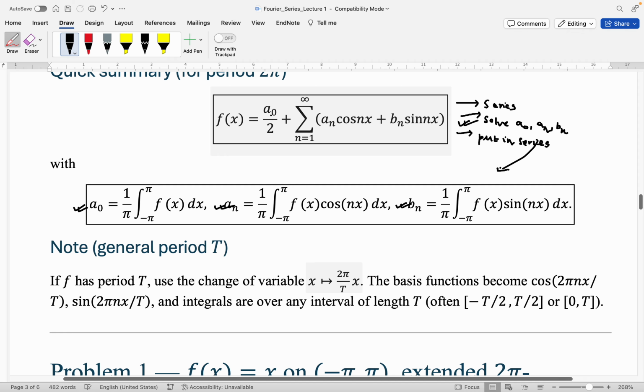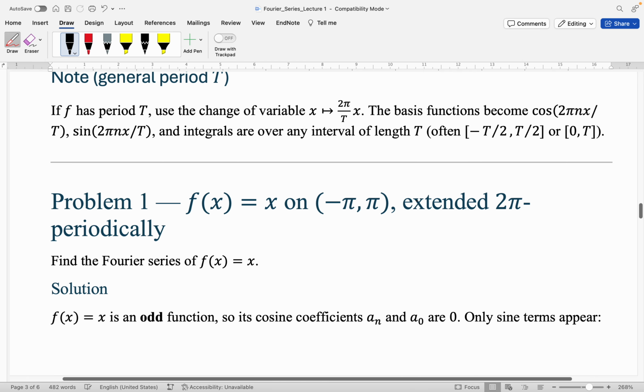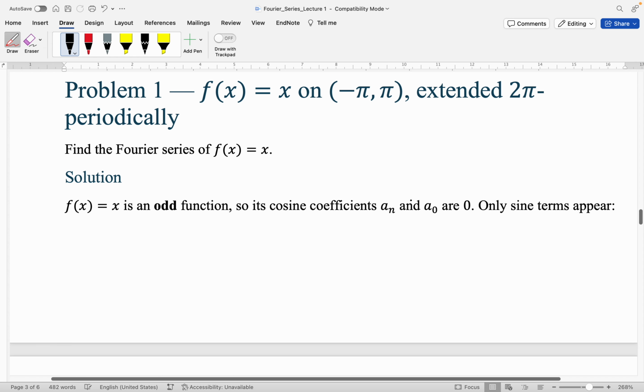So you put a naught, here already divide by 2 is there, so you have to use that divide by 2 here when you put it here. You put an and then cos nx, bn sin nx, and so on. So let's take one very simple example. The question would be very simple. You have to just find out the Fourier series, f(x) is equal to x, that's it.